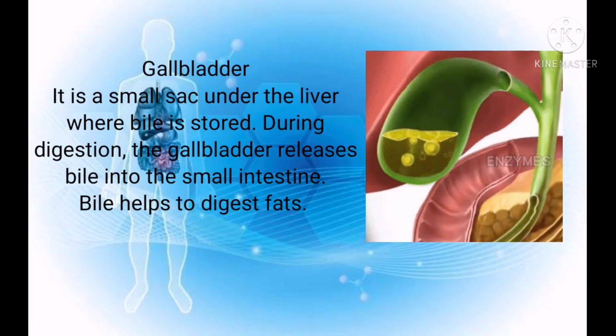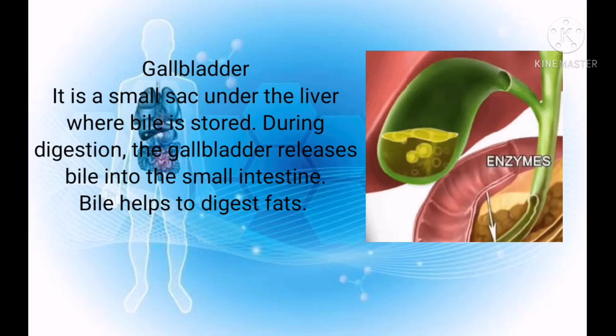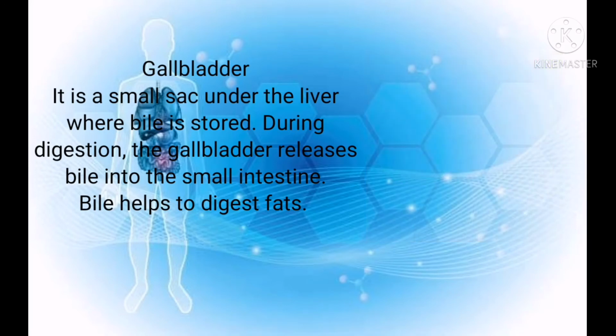Gallbladder is a small sac under the liver where bile is stored. During digestion, the gallbladder releases bile into the small intestine. This bile is important to digest fats. The chyme is then pushed into the small intestine.